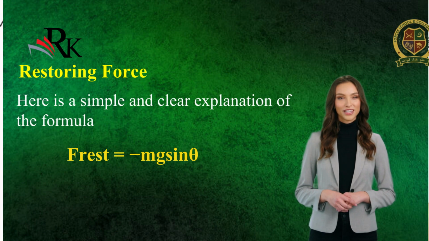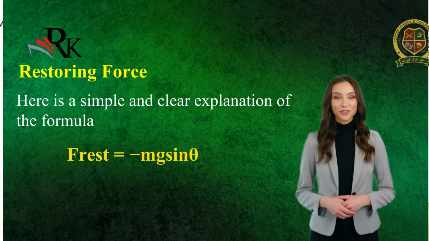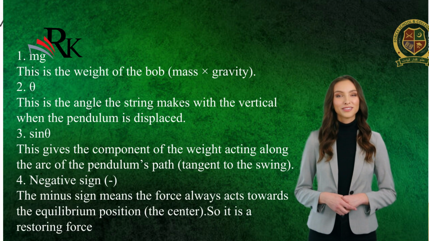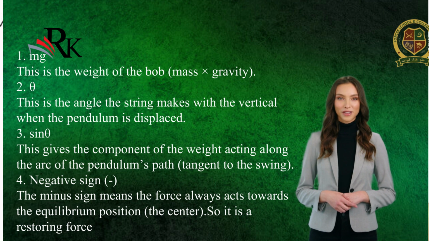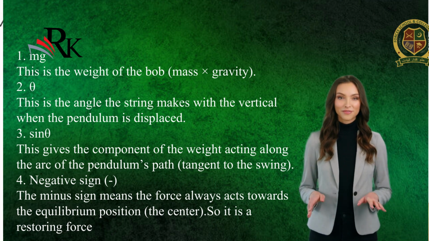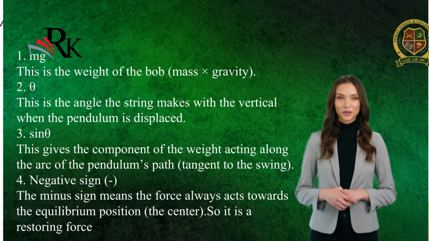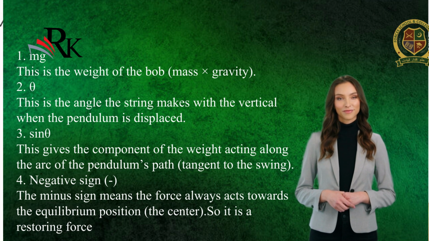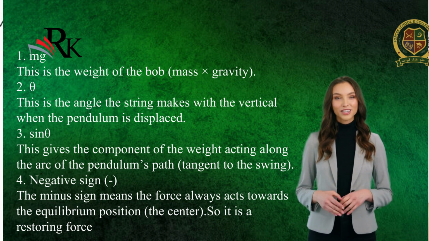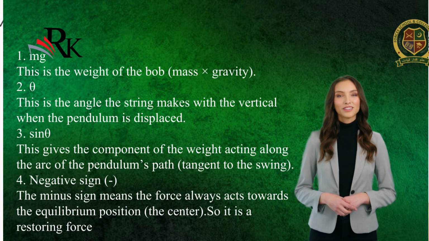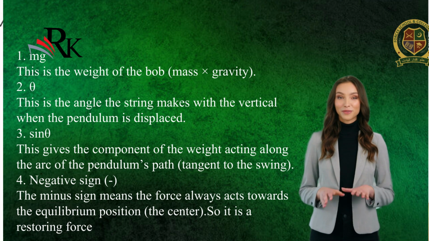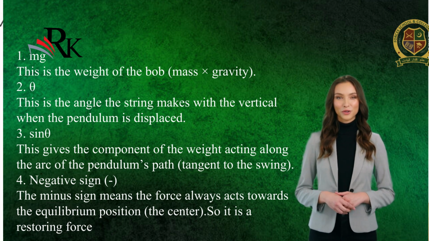Restoring force. Here is a simple and clear explanation of the formula. F rest equals minus mg sine theta. 1. mg. This is the weight of the bob, mass times gravity. 2. Theta. This is the angle the string makes with the vertical when the pendulum is displaced. 3. Sine theta. This gives the component of the weight acting along the arc of the pendulum's path, tangent to the swing. 4. Negative sign. The minus sign means the force always acts towards the equilibrium position, the center, so it is a restoring force.